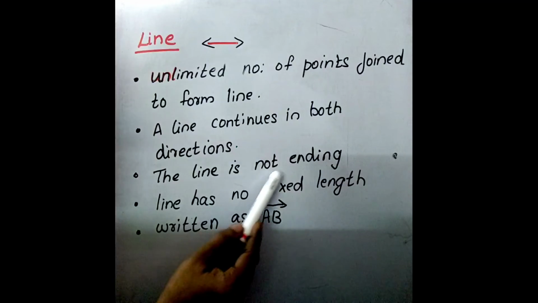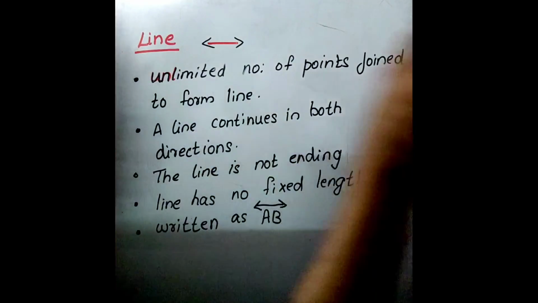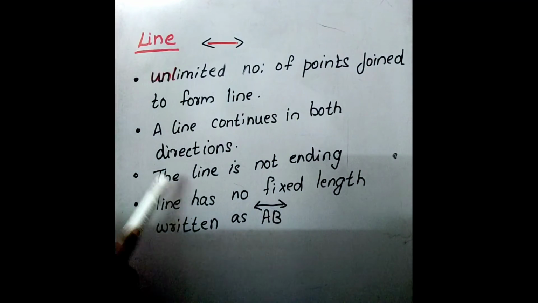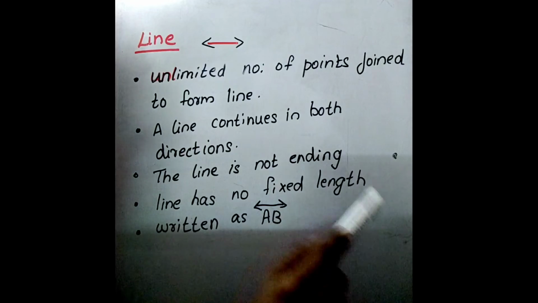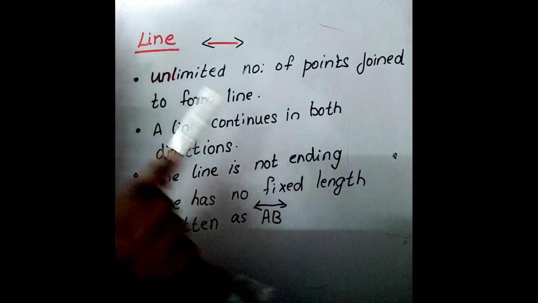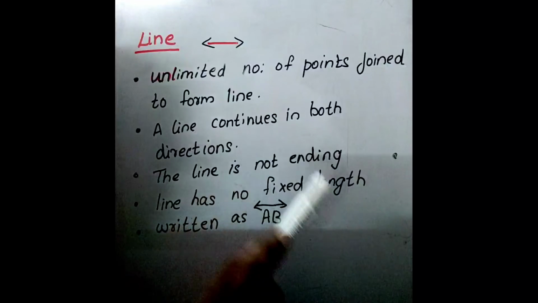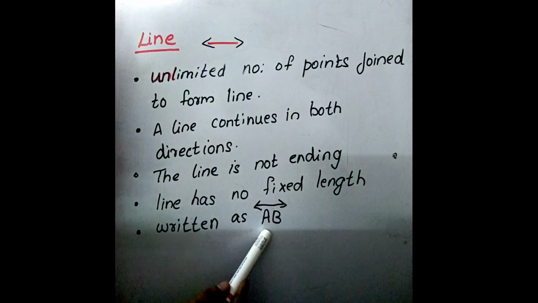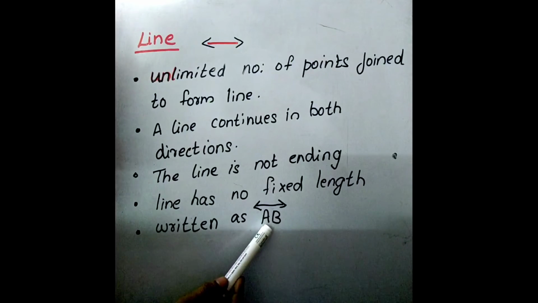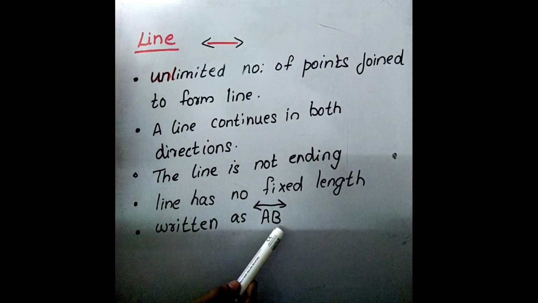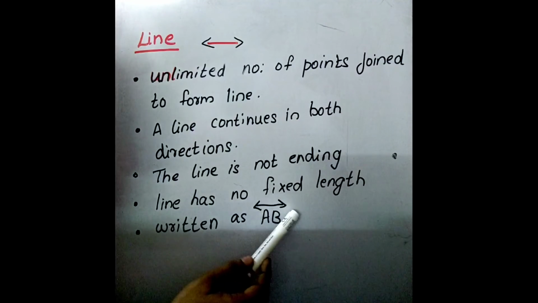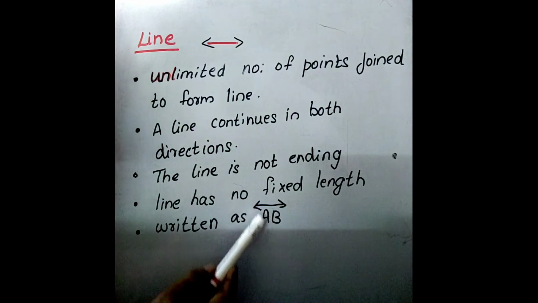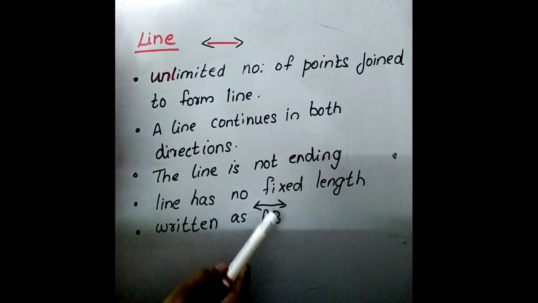Then, a line is not ending. It goes on. It is never ending. And a line has no fixed length. As it never ends, the line has no fixed length. It cannot be measured. A line is written as line AB: two capital letters, then a straight line and two arrows at both the ends. It is read as line AB.